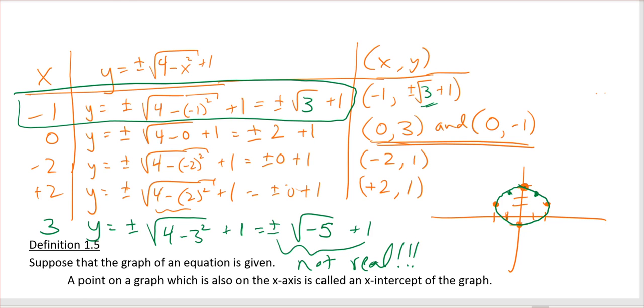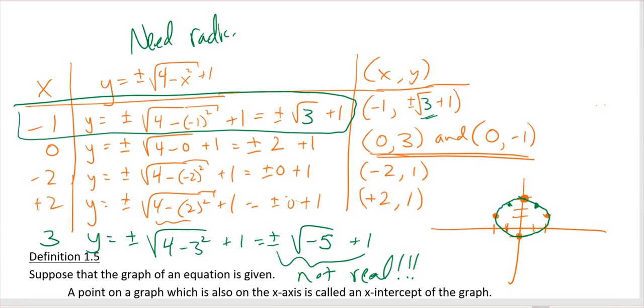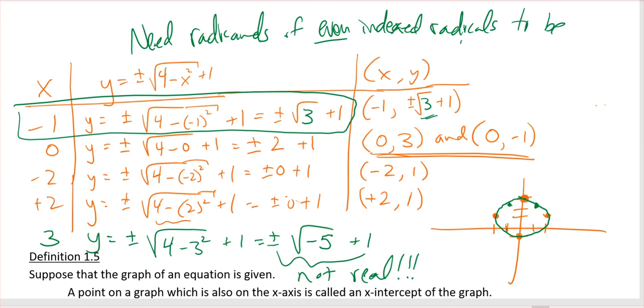We're going to call this domain later. We hopefully know from previous coursework that we need radicands of even indexed radicals to be non-negative. This is going to come up later, but it's coming up right now. So, heads up, this is a thing. We need the radicands of even indexed radicals to be non-negative. So we know a square root, the index of a square root is 2. We just don't write it because it occurs so often.